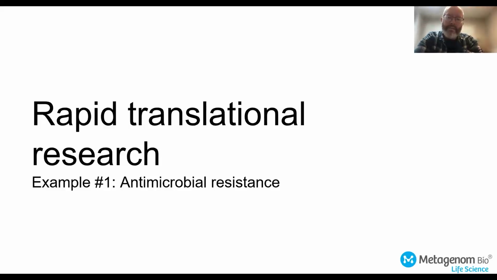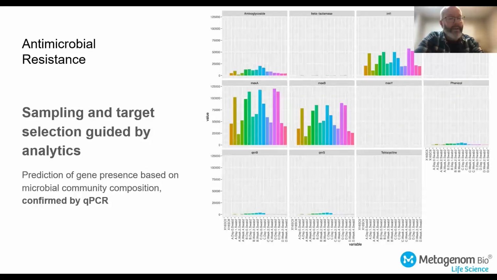I'd like to just briefly discuss three examples where our expertise and rapid development solved or had a unique approach to three problems in industry. First, antimicrobial resistance. Next slide, please. We were able to use target selection guided by analytics. So we do universal sequencing of a gene that works like a barcode, and that guides any analytics and future qPCR to be more effective and more efficient. And this prediction of gene presence based on this microbial community composition was confirmed by qPCR. So allowing us to cast a very wide net to inform analytics and hypothesis generation. Next slide, please.